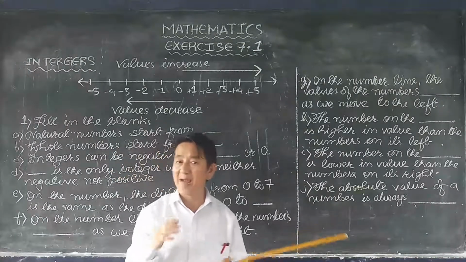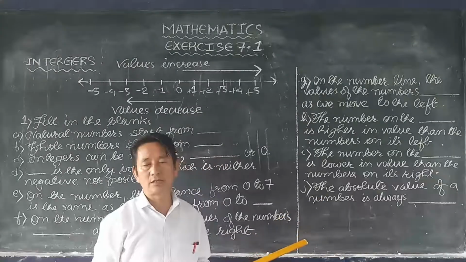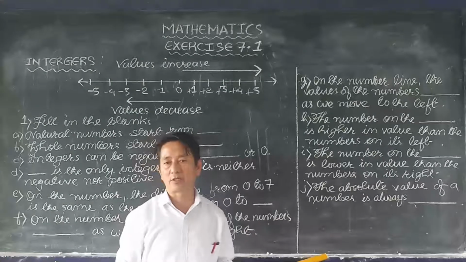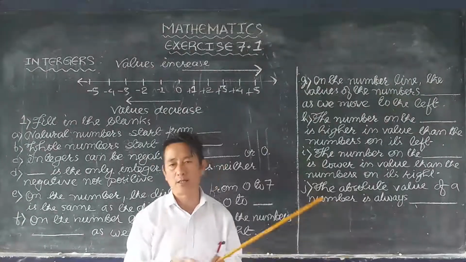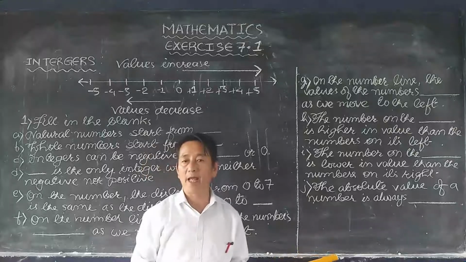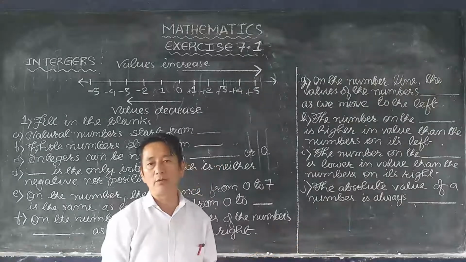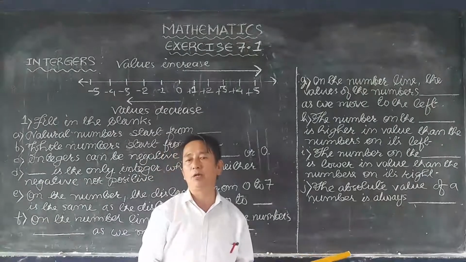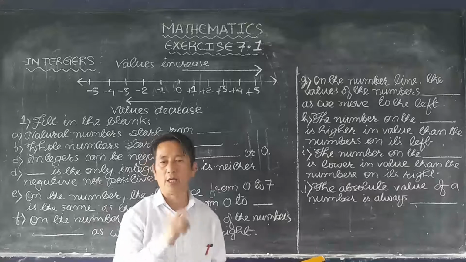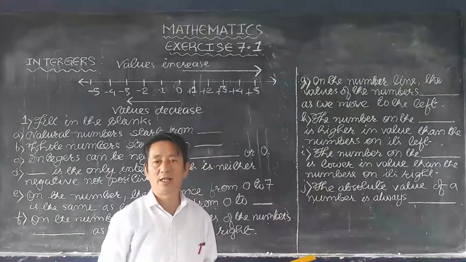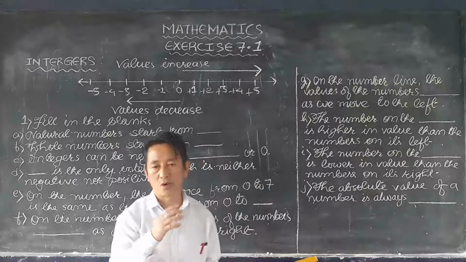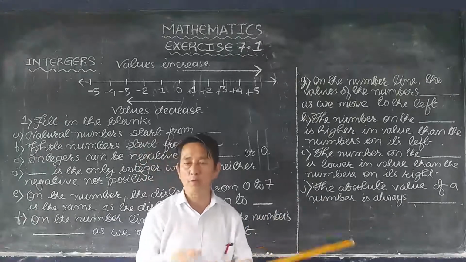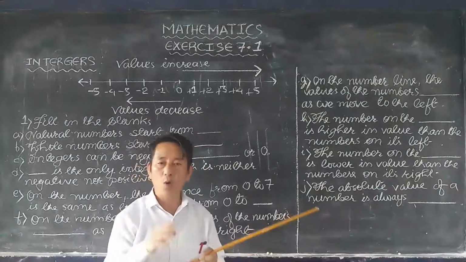Now next, prime numbers. Prime numbers are those numbers which do not have more than 2 factors, the number itself and 1. They are divisible by the number itself and 1. Like 2. 2 is the only even prime number. 2, 3, 5, 7, 11, 13, and so on. These are prime numbers because they do not have more than 2 factors, the number itself and 1.